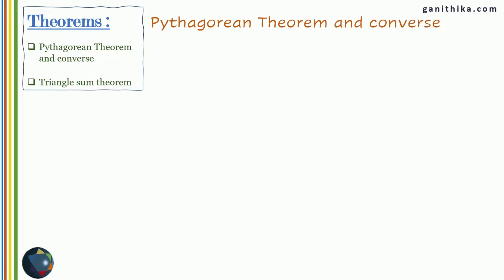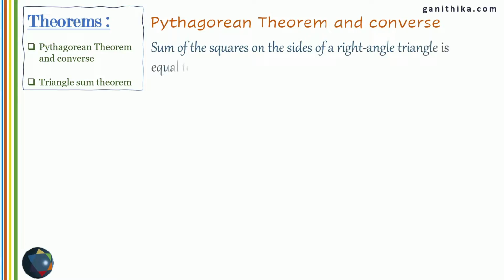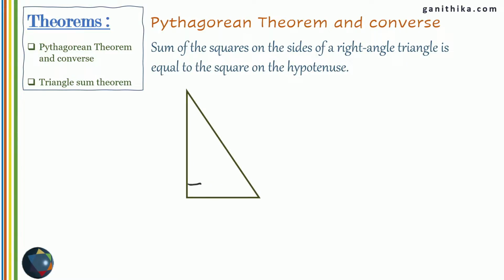The Pythagorean theorem is very simple, you know that already. Sum of the squares on the sides of a right-angled triangle is equal to the square on the hypotenuse. Simply speaking, if you have a right-angled triangle like this here, and A and B and C are the sides of the right-angled triangle, where C is the hypotenuse and A and B are the other 2 sides, then according to the Pythagorean theorem, the squares of the sides, A square and B square, added together should be equal to the square on the hypotenuse, which is C square. So A square plus B square is equal to C square is the Pythagorean theorem.